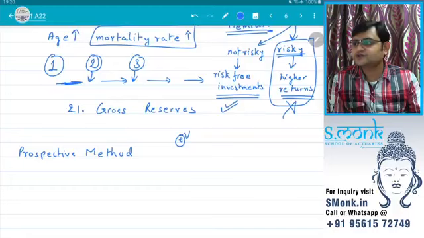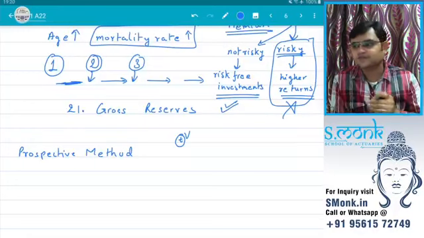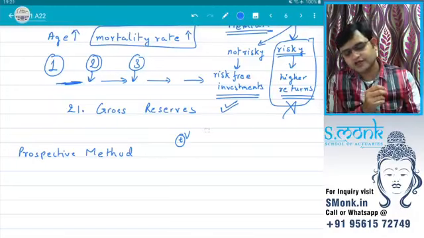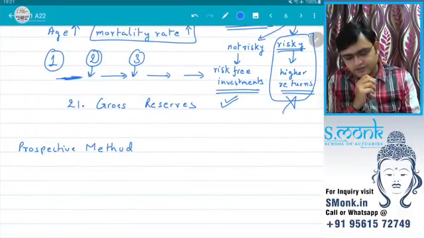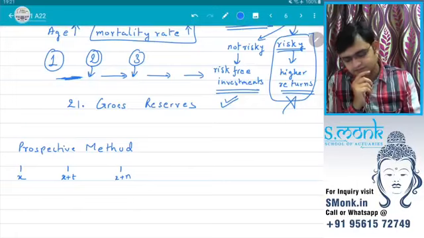So as we said, reserve would be calculated at any given point in time in the policy, at the end of first year, at the end of second year, at the end of third year, whatever. At any point, how much reserve should we keep? So we'll be writing it as TV. So in prospective, we say the policy started here at age X. Right now we are at age X plus T. And the policy was supposed to go, let's say, till X plus N.